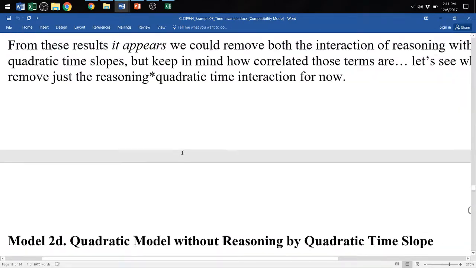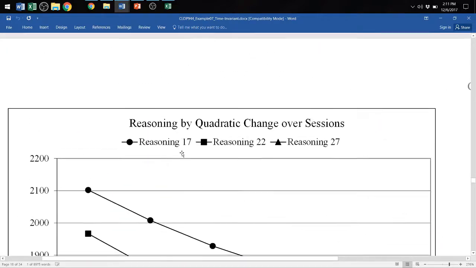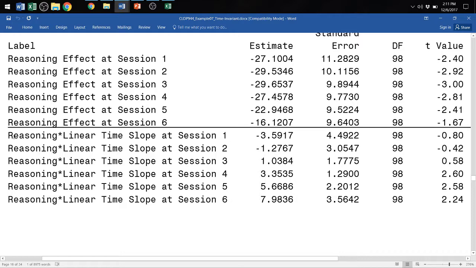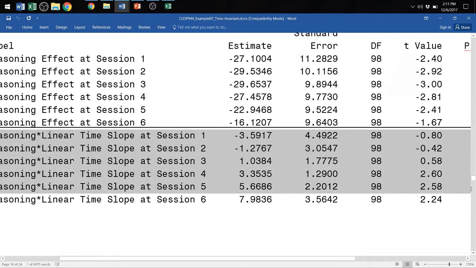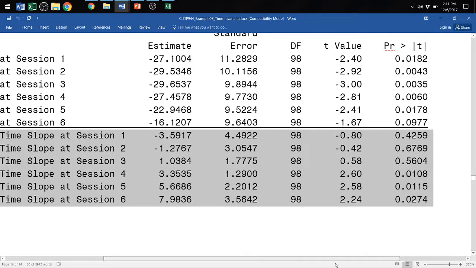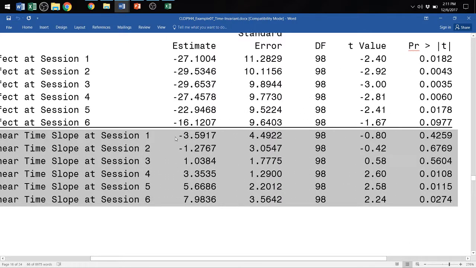So if we look at, let me go back in the output to the model that had the reasoning by quadratic. Here is what the model with reasoning by quadratic says happens to the reasoning by linear interaction over time. It is initially negative. Reasoning makes your linear time slope more negative at the beginning. It makes it less negative as time goes on, eventually making it more positive.